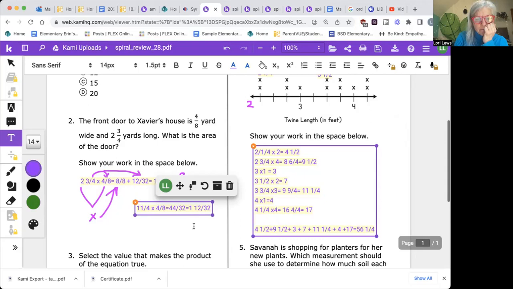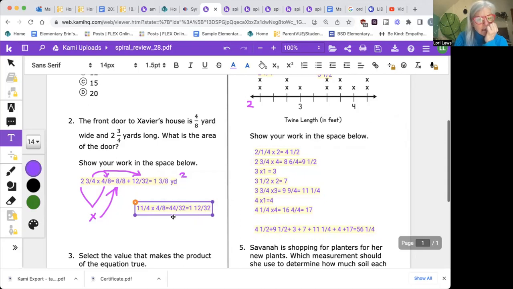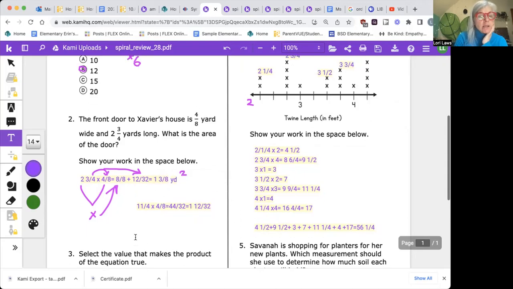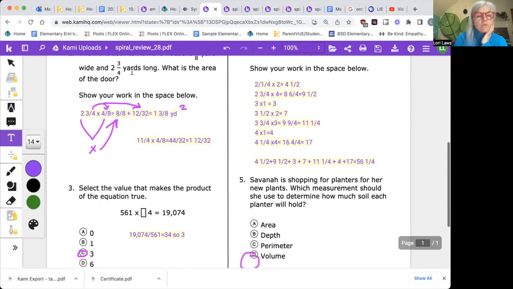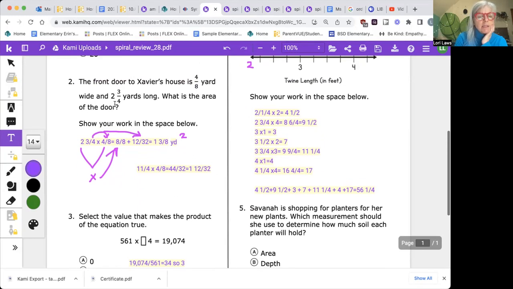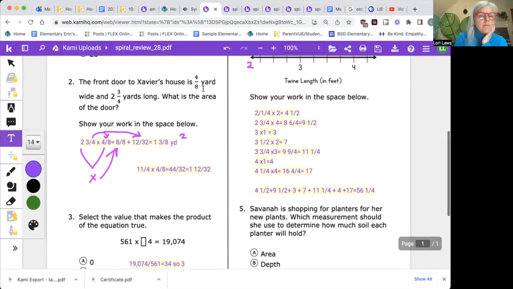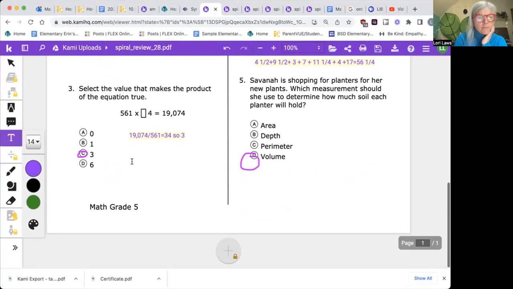I think I was right. Yeah, 1 12/32nds. Yeah, 1 3/8. Okay, I was right. Never mind. I was confused about that. I guess because I was seeing that it was 2 3/4 yards long and thinking that it had to be at least 2 yards of area, but it's not because you didn't take the full length. You didn't get a whole one. You were timesing it by something less than 1.